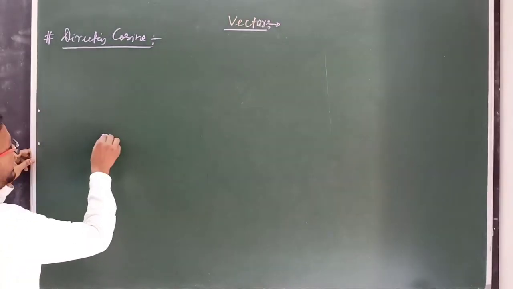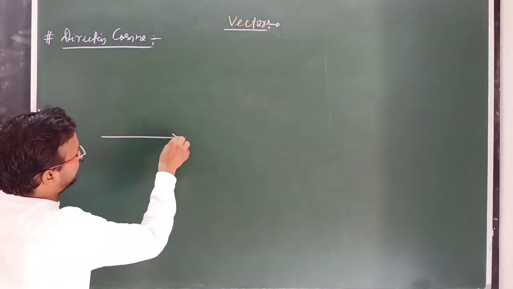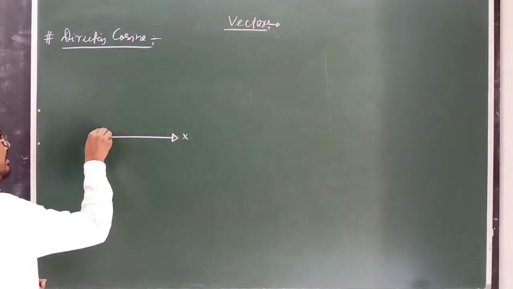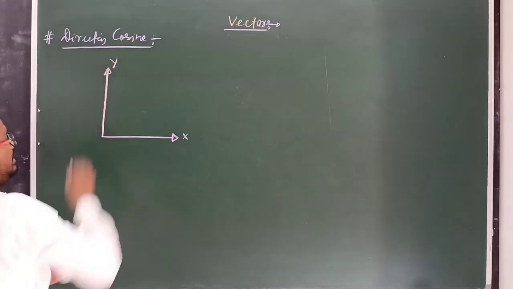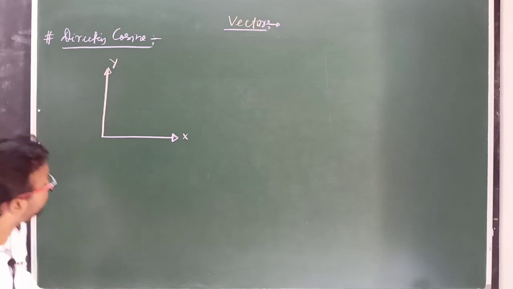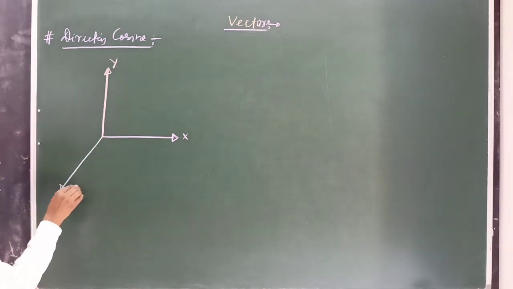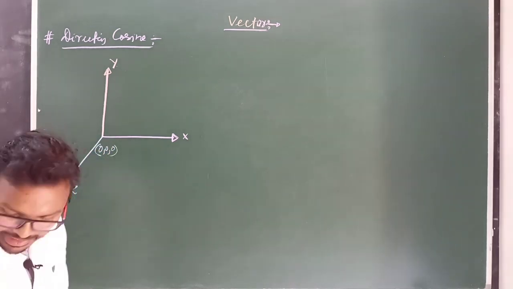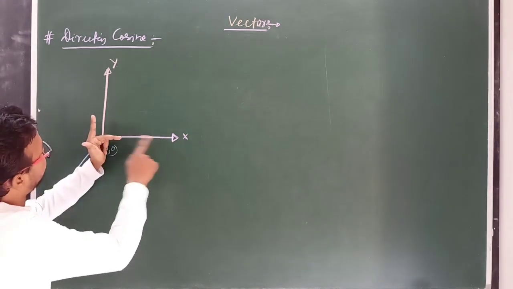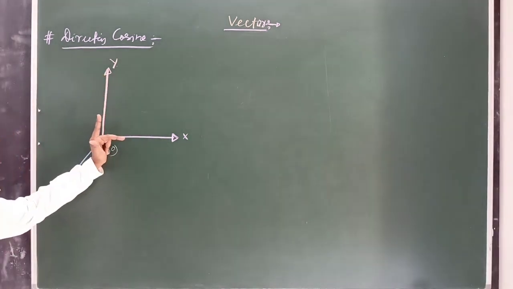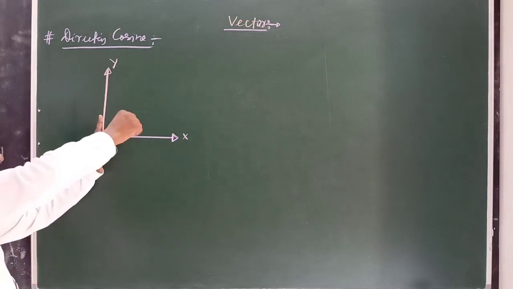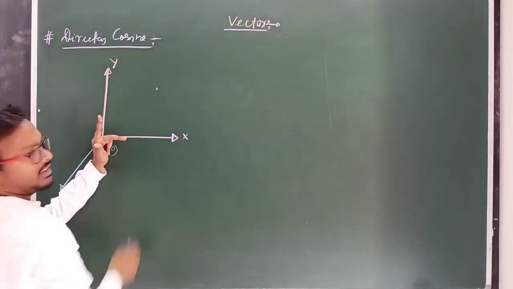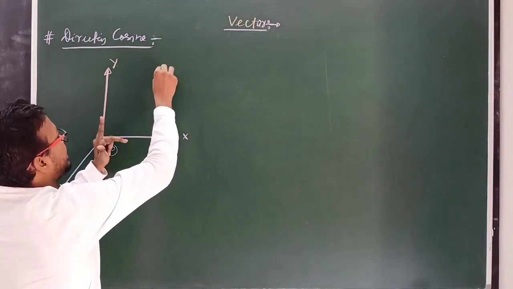Suppose I am drawing a vector here. Suppose this is the x-axis and another axis here, the y-axis, and this axis is the z-axis. Clear? And this is the origin 0, 0, 0. So in the 3-dimensional case, we have x-axis, y and z. Suppose there is a point or a particle in the 3-dimensional figure, and suppose I am writing here A.